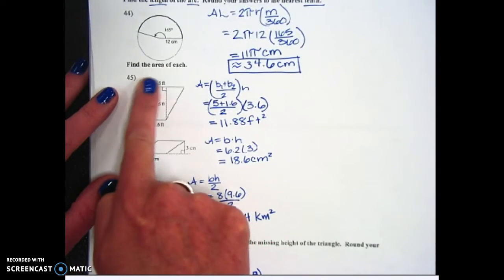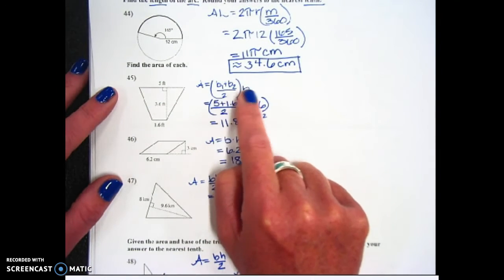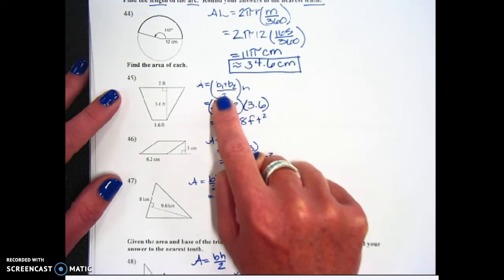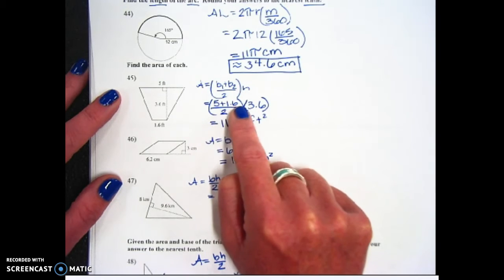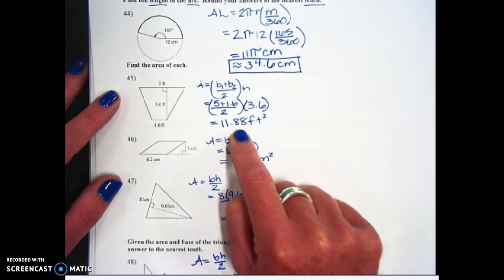Number 45, to find the area of a trapezoid, you're going to add the two bases, divide by 2, and then multiply by the height. If you don't have that memorized, write it down on your sheet. So we're going to add the two bases, divide by 2, multiply by 3.6. I got 11.88 feet squared.